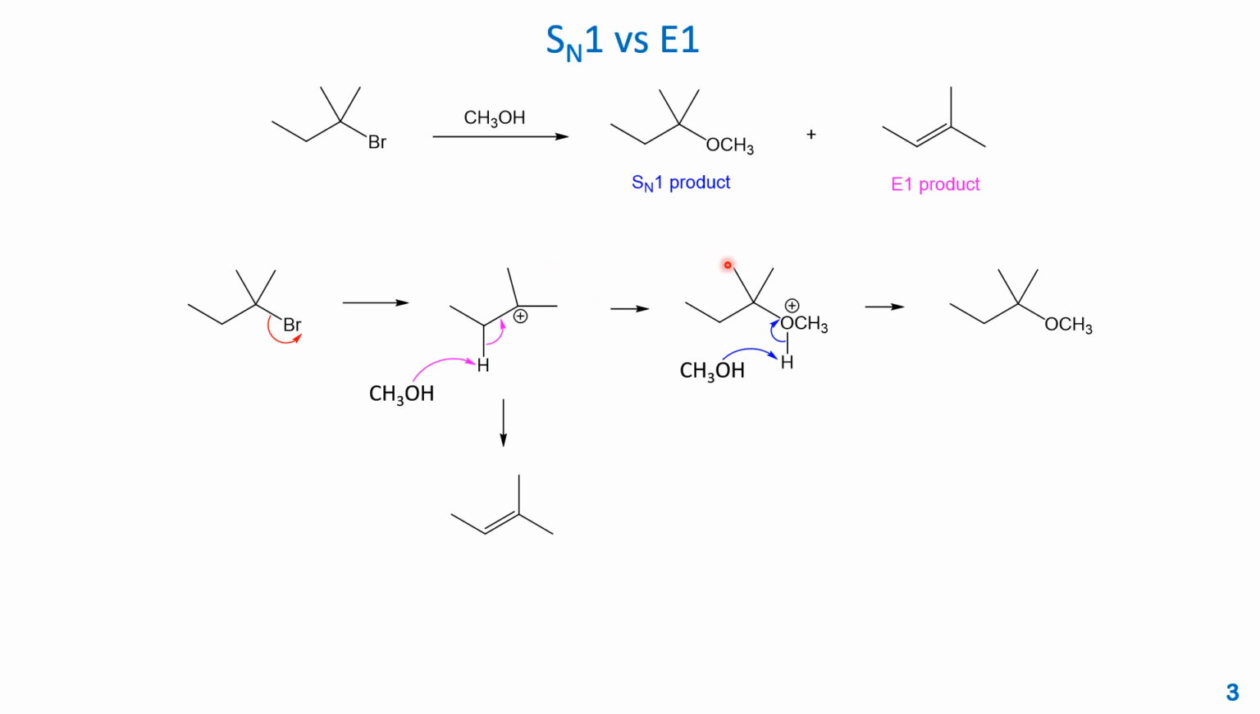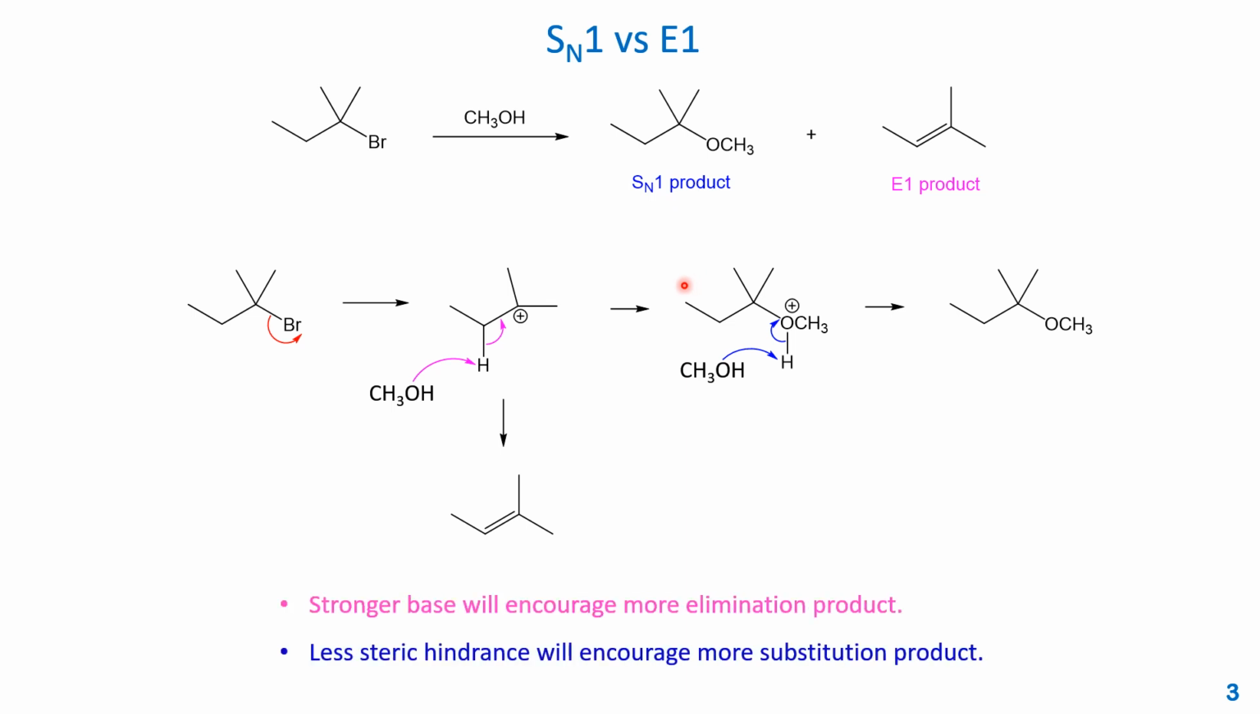Okay, now to summarize the SN1, SN2, and E1, E2 competition, this is the principle. When you're considering the major product, a stronger base will encourage more elimination product. That's first. Second, less steric hindrance will encourage more substitution product.